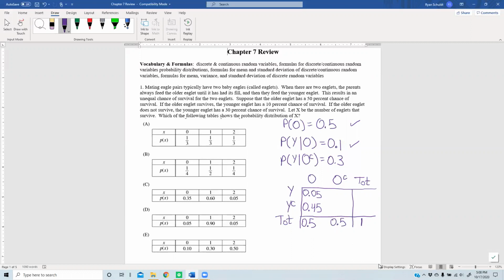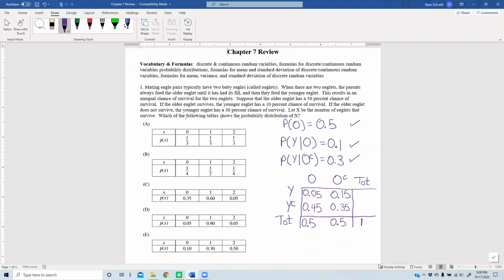The probability that the young survives given the old does not, so young survives, old does not, is 0.3. That's going to be 0.15, which leaves us with a 0.35 here. Remember, like I said, this is conditional probability, so I'm going to eventually need 0.15 divided by 0.5 to give me 0.3. I've used that piece of info.